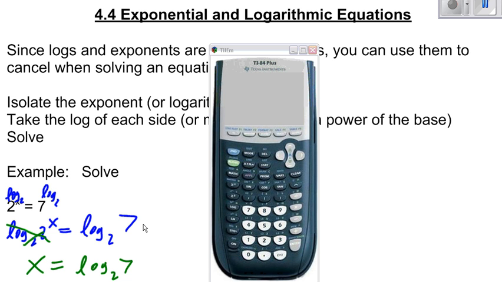And then to figure out what that approximately equals, we would do log of 7 over log of 2, or you could do log base if you want to go into the menu. I'd rather not go into the menu, so I'll just do log of 7 over log of 2 using the change of base formula, and you get 2.807.